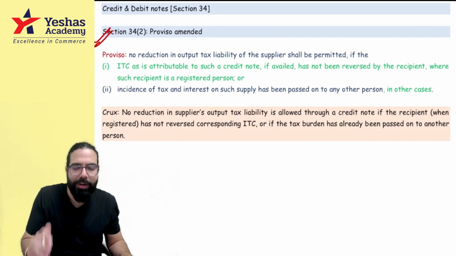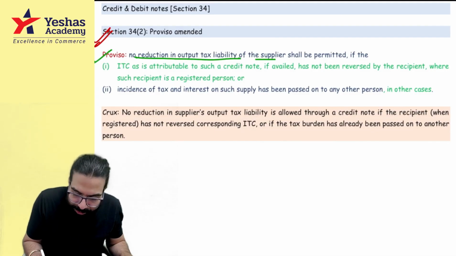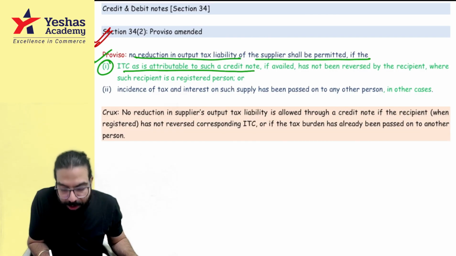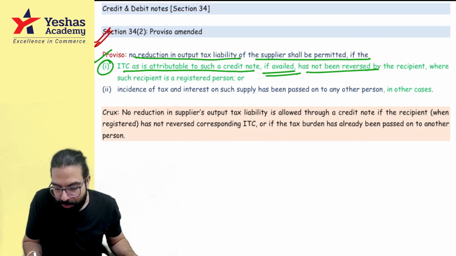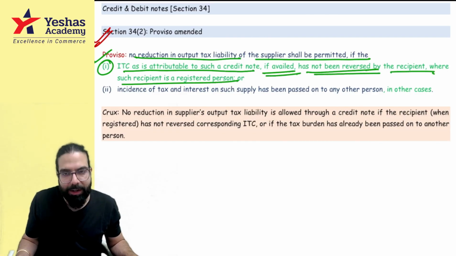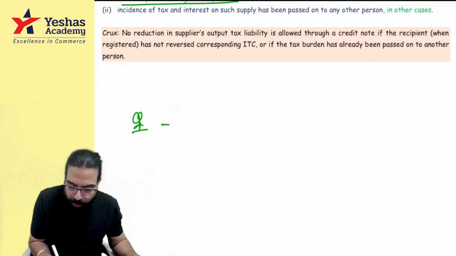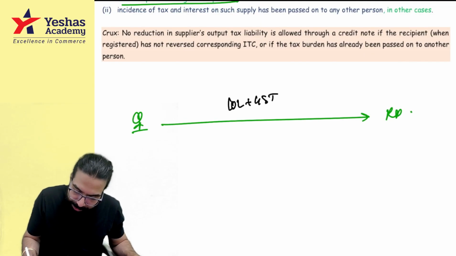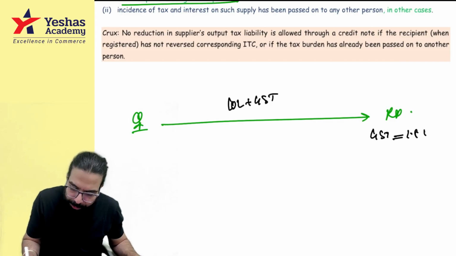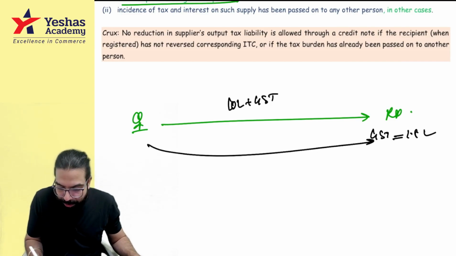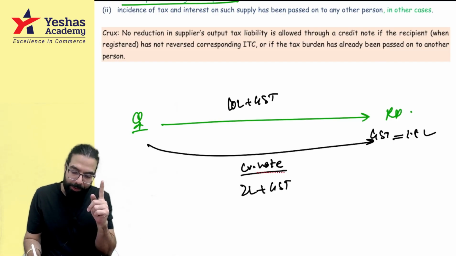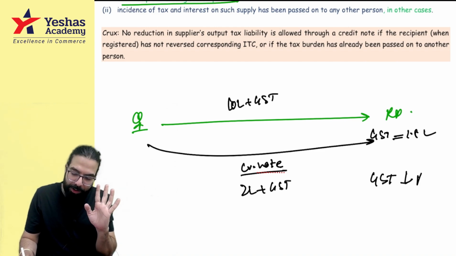They have gone in and told us, sir, no reduction in output tax liability of the supplier will be permitted if, number 1, ITC attributable to credit note, if availed, has not been reversed by the recipient where such recipient is registered person. So if I had gone ahead and sold to a registered person 10 lakh rupees ka goods plus GST, he went ahead and took GST credit, for an example 1.8 lakh. Later I went ahead and gave him one credit note. I gave him 2 lakh rupees plus GST. My question, GST he did not reverse it.